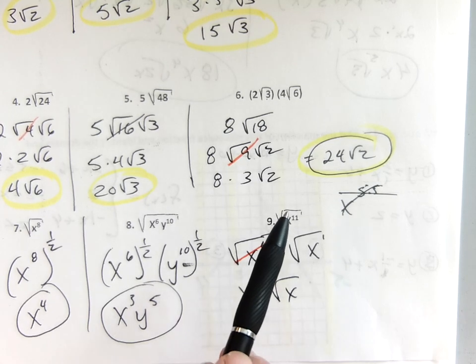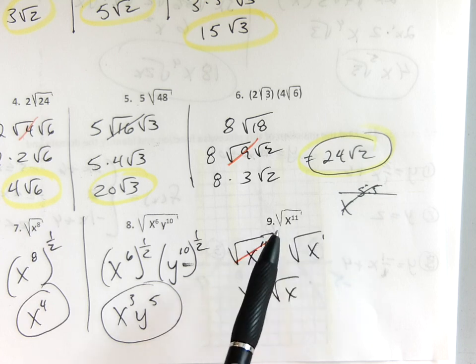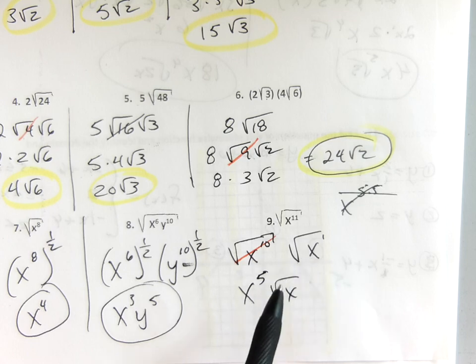So what I do is I take 1 away from it to make it even. If it's even, I can take half of it, so I make it into x to the 10, x to the 1. I can take half of that, just x to the 5th, and then I'm left with the square root of x, okay? That has to stay there.